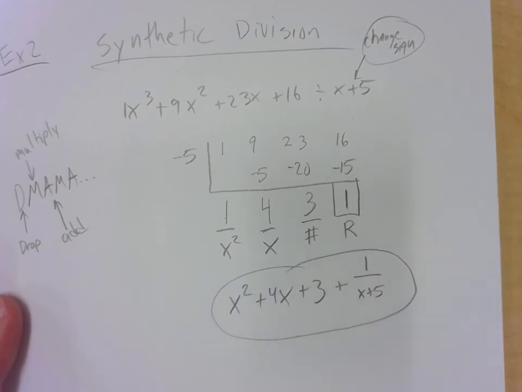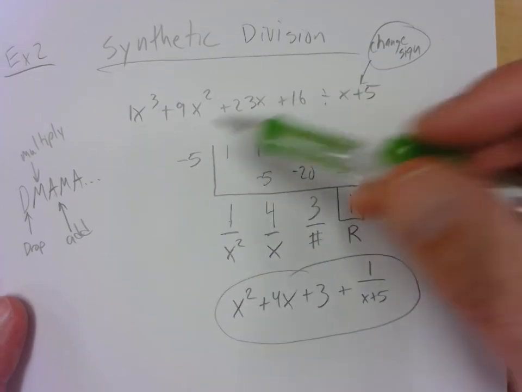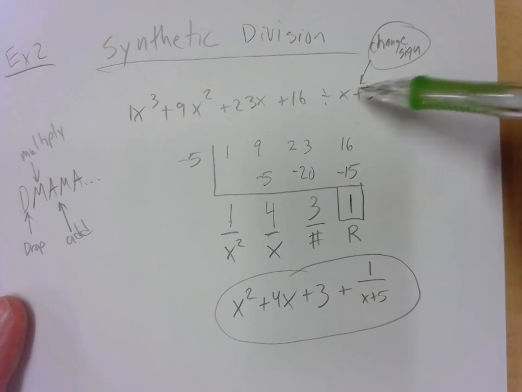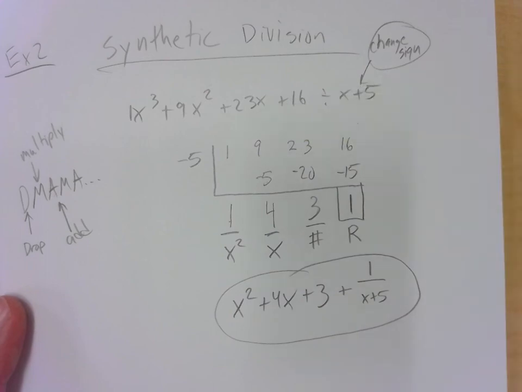It's actually faster once you get used to it. Synthetic division works really awesome when you're dividing with x. If you're dividing with x squared or 2x squared or something like that, it doesn't work so well. But if it's x here, and x to the first, just plain old x with a number back here, synthetic division is definitely the way to go.